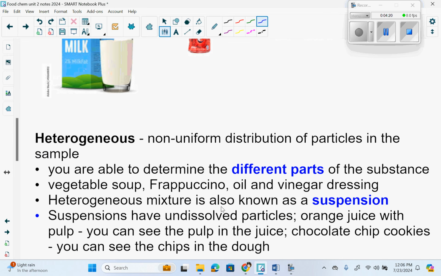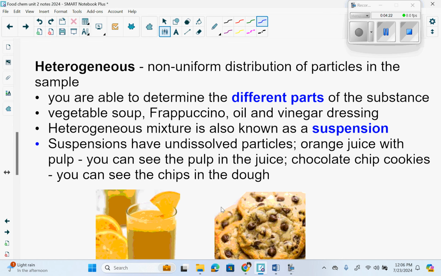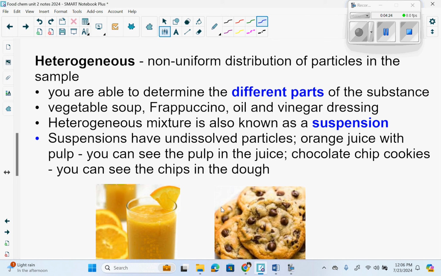All right, heterogeneous mixtures have a non-uniform distribution of particles in the sample. So visually, you are able to determine the different parts of the substance, like vegetable soup. You can tell the vegetables from the broth. Frappuccinos, you can see the coffee or fruit flavored part versus the parts that are in there, like Java chip, or the whipped cream versus the sprinkles. Oil and vinegar dressing, right? Especially if you let it just sit and don't shake it, the oil and vinegar separate from each other so you can tell the parts.